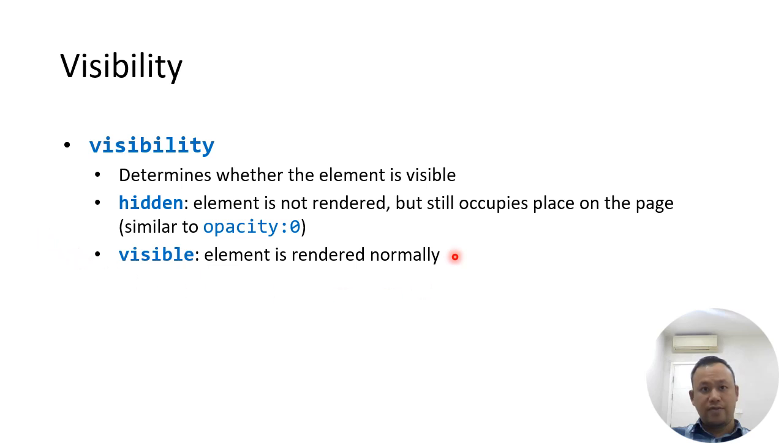The visibility property specifies whether or not an element is visible. A hidden element is not rendered, but it still occupies space on the page, similar to opacity, and a visible element is rendered normally.